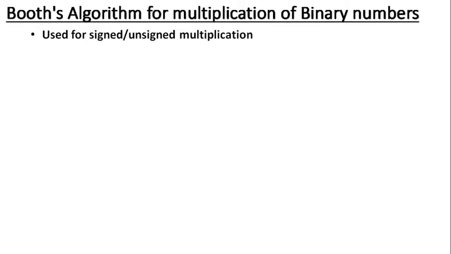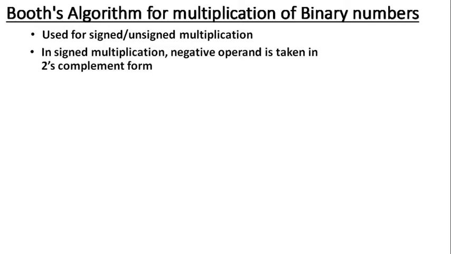The operands can be signed or unsigned as well. This Booth's algorithm is applicable for multiplication of two such numbers, the multiplicand and the multiplier. Now in case of signed multiplication, a negative operand is always taken in 2's complement form, whereas a positive operand is normally represented in straight binary form.